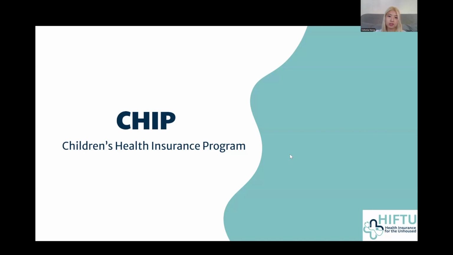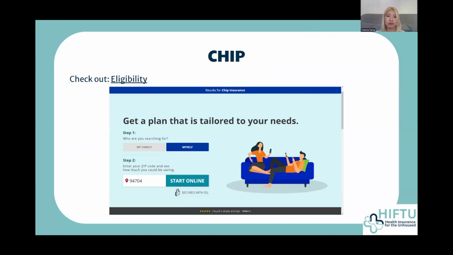Okay, let's see. So for CHIP, you want to first check if you're eligible. We provided a link here. Everyone who has access to the slides should be able to access the link. But if not, this is just an eligibility website, which can be found pretty easily through Google. If it cannot be found, you can also go to Covered California, and Covered California will also direct you to an eligibility link. But this step isn't necessary.